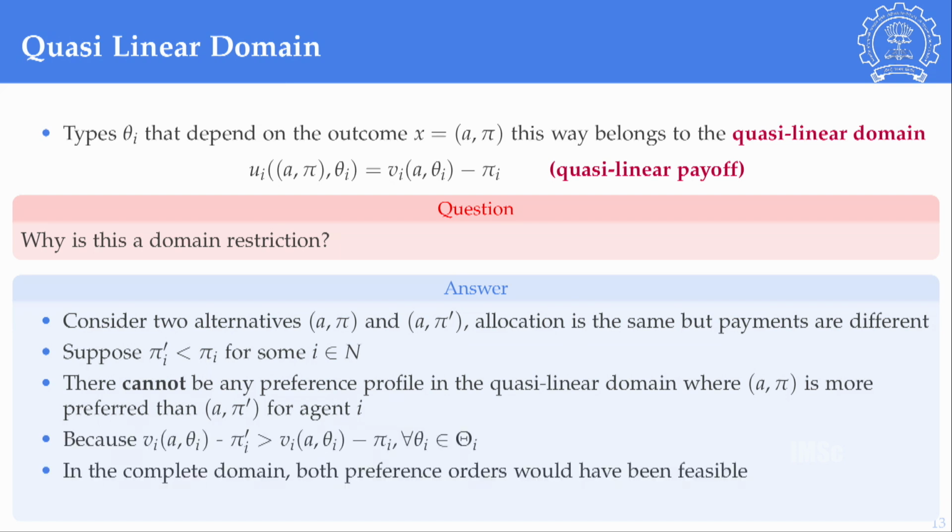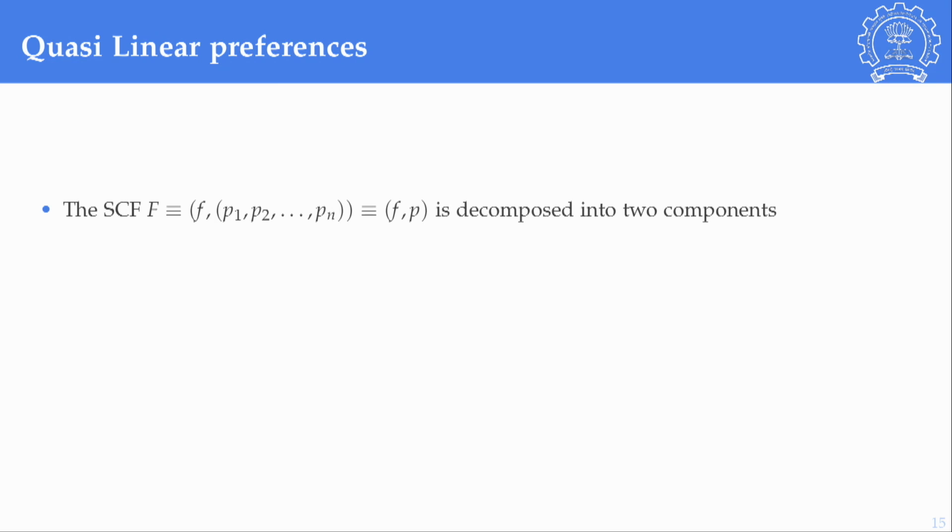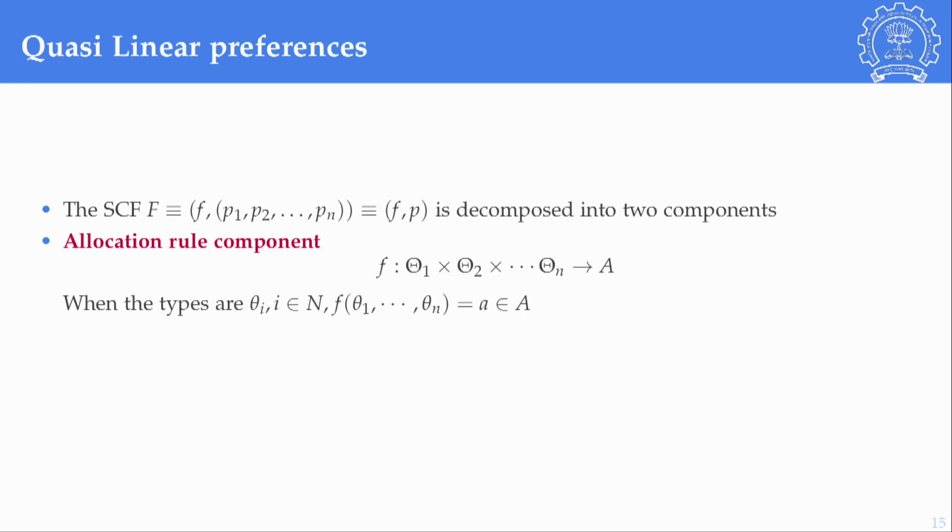This is from the slides of my course. Now, what is quasi-linear preferences? We are trying to get back to the mechanism. Now I can say that I have some function which I want to satisfy for the allocation, and there are certain payments associated with every agent. So there are two components to it. As you see, my social choice function, in this case, we have used capital F.